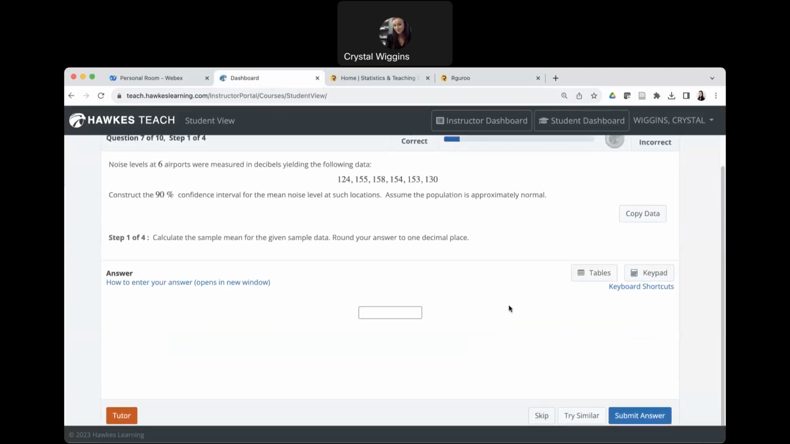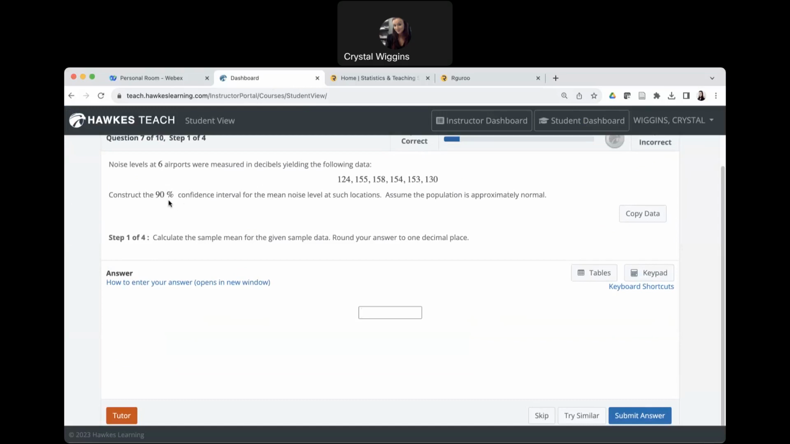So we have noise levels at 6 airports. Ooh, sample size of just 6. That is very small. So we will need to be told that our data is normally distributed or this will not pass the central limit theorem. And then we are given the quantitative data set of those 6 data values.